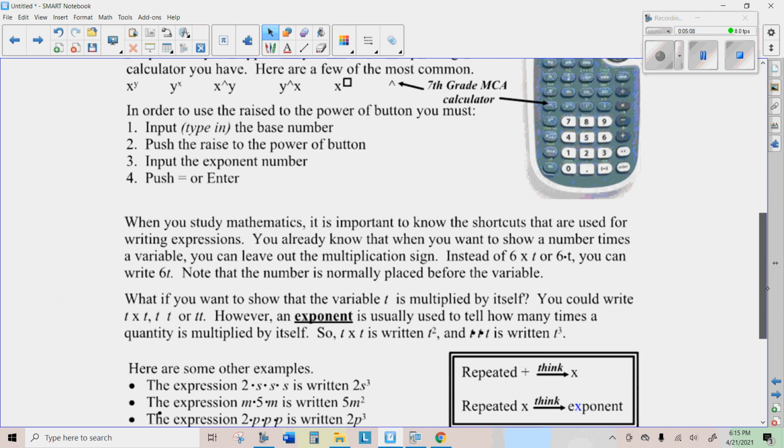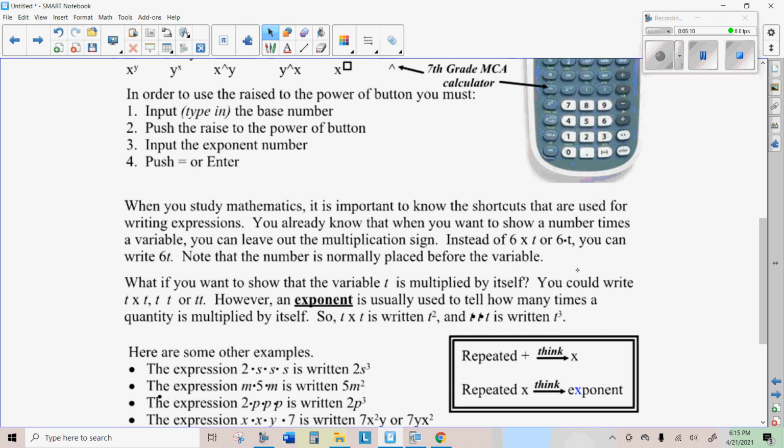When you study math, it is important to know shortcuts that can be used when writing expressions. Like I said, we're not going to put any symbol in when we show multiplication. You could write t to the second. If you like doing things the hard way, you could write t times t. Or if it was t to the 12th, you would have to do this 12 times, which would be kind of a pain. So I'd rather just write it as t to the 12th rather than write it out the long way.